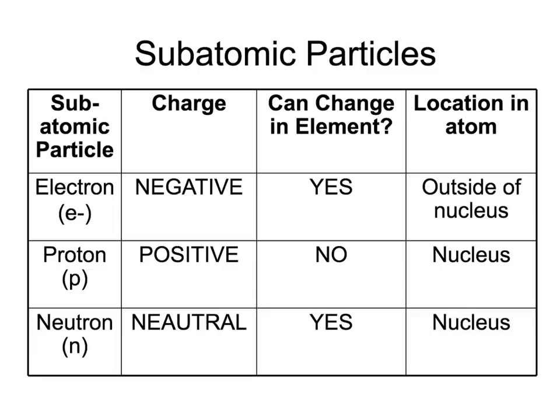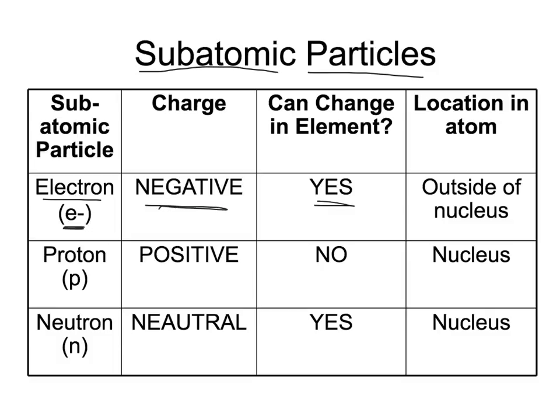First, let's review the basic structure of an atom. Subatomic particles are the parts that make up an atom. There are three subatomic particles. The electron, which is symbolized with an e and a negative sign. It has a negative charge.